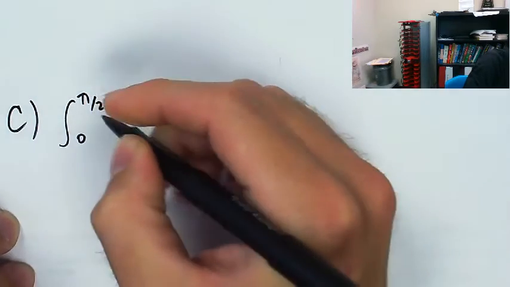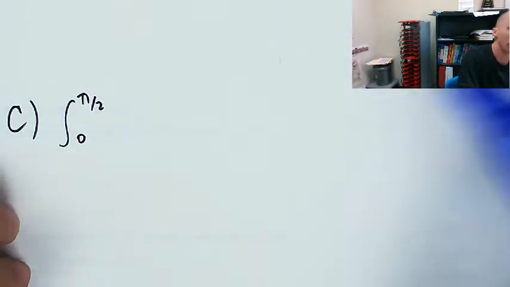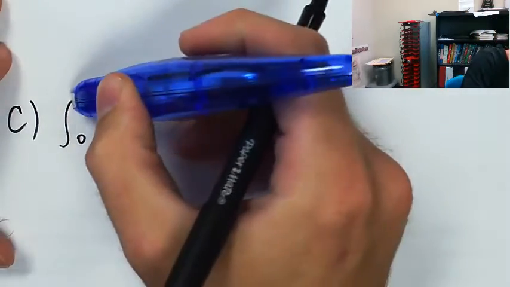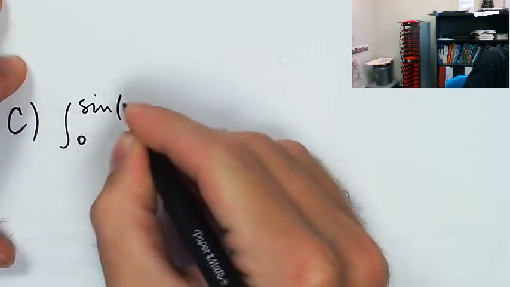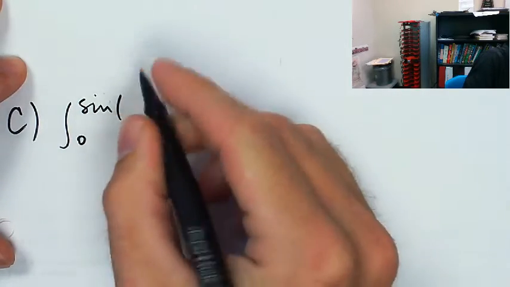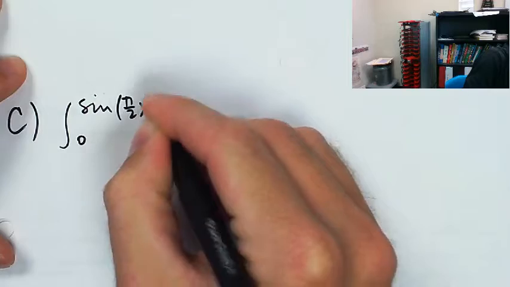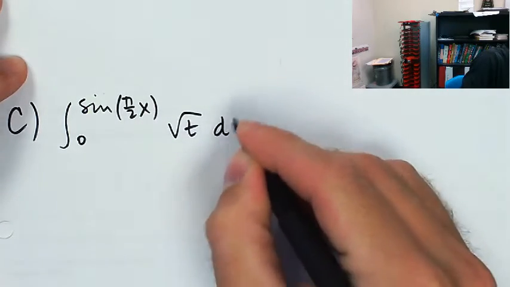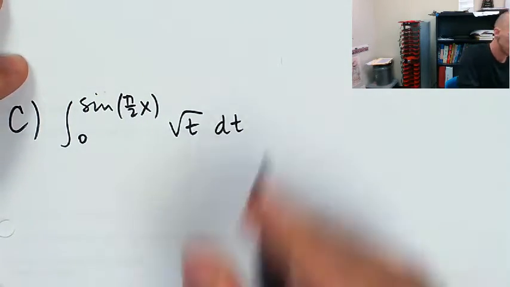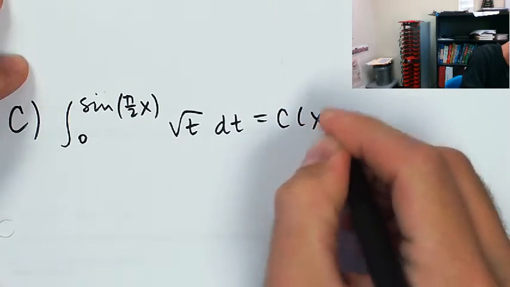Zero to pi over 2. I forgot to, no, not 0 to pi over 2. All right, integral from 0 to the sine of pi over 2x of square root t dt, and that's going to be c of x.